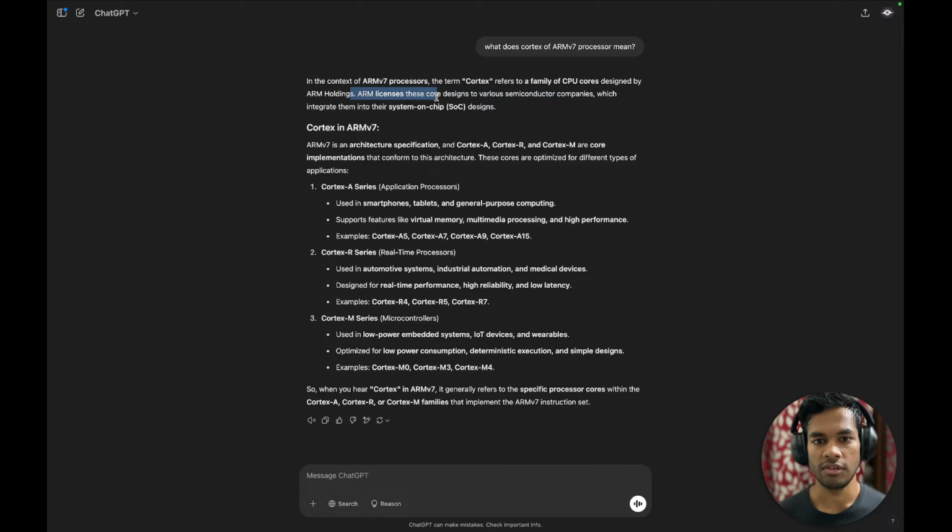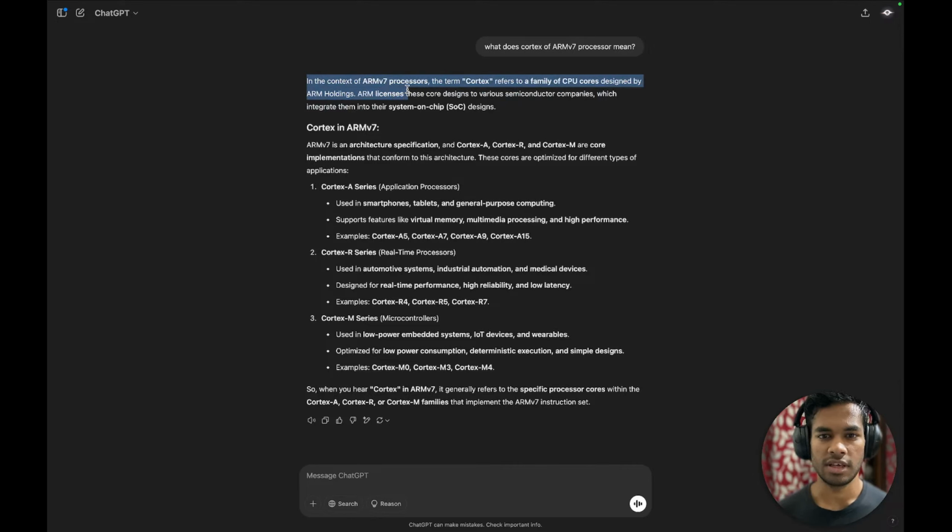ARM licenses these core designs to various semiconductor companies, which integrate them into their system on chip (SoC) designs like M1. ARMv7. Wait. In the context of ARMv7 processors, the term Cortex refers to a family of CPU cores designed by ARM Holdings. What does a family of CPU cores mean? So they design them. Isn't that just the instruction set?